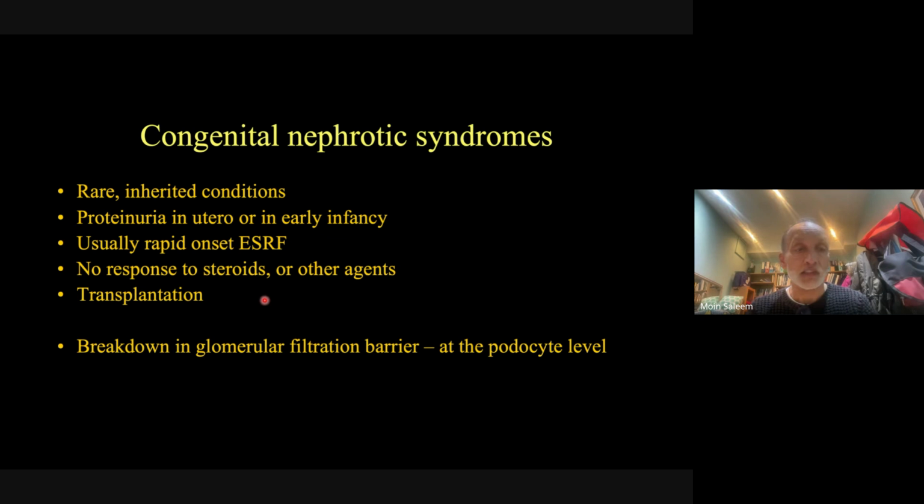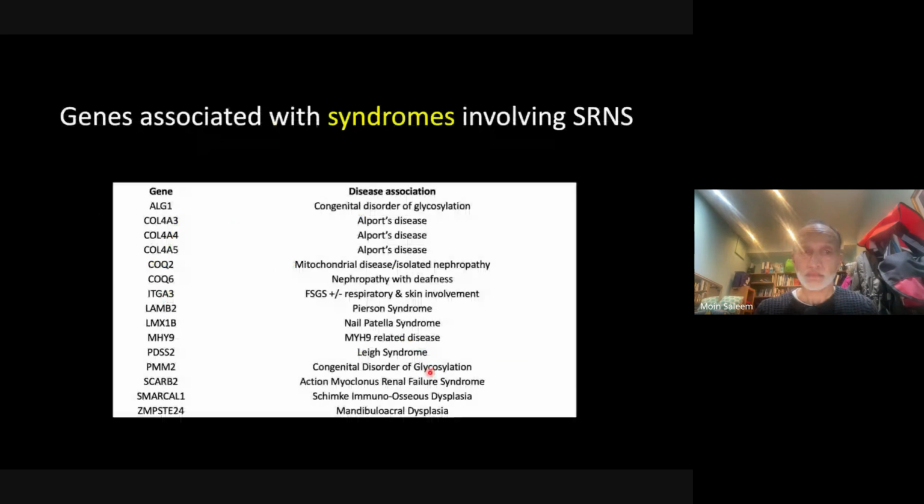You get early onset of proteinuria, usually a rapid onset of renal failure, because these are untreatable conditions. They don't respond to steroids or any other agents, and the only way of managing them is with transplantation. So this is a breakdown of the glomerular filtration barrier at the podocyte level. And there are lots of genes associated with nephrotic syndrome. There's currently at least 80.